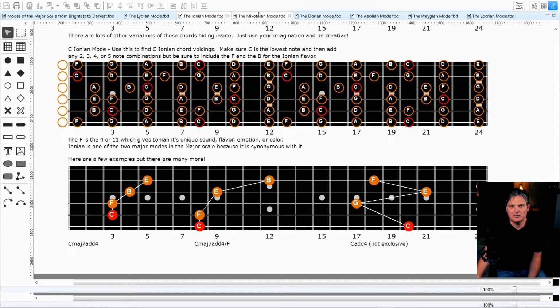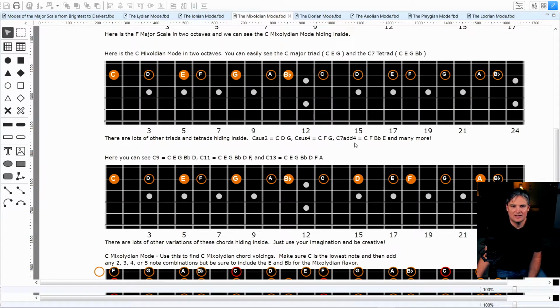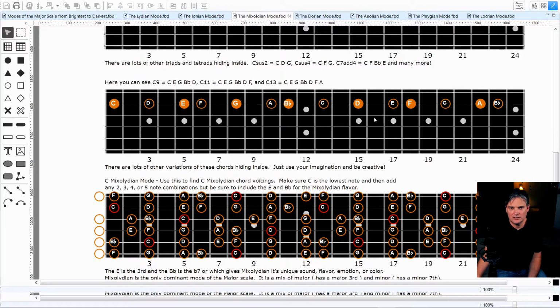Now let's take a look at Mixolydian. In Mixolydian, we have a major triad, and then for the seventh chord it's a dominant seventh, because the dominant seventh chord is a major triad with a minor seventh. And here are the extensions.